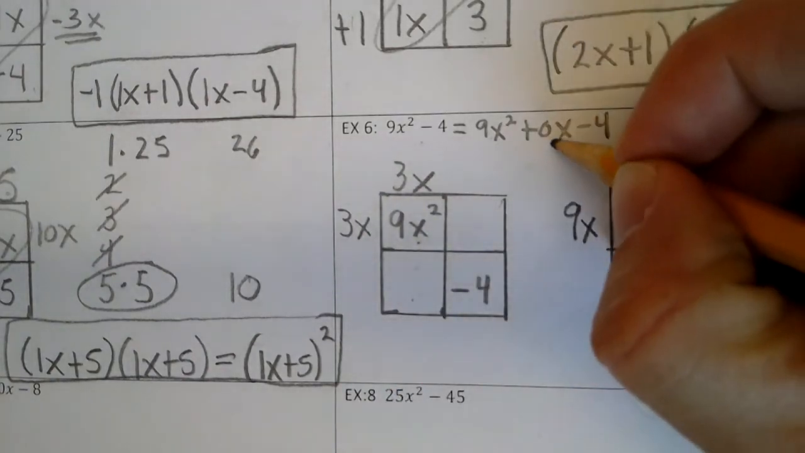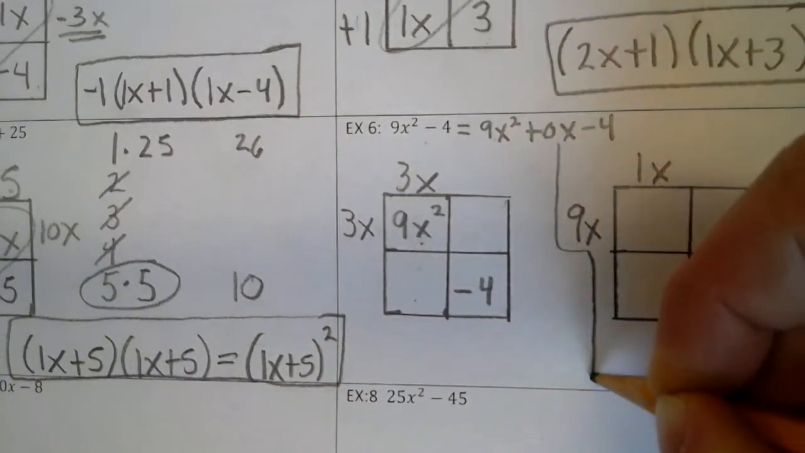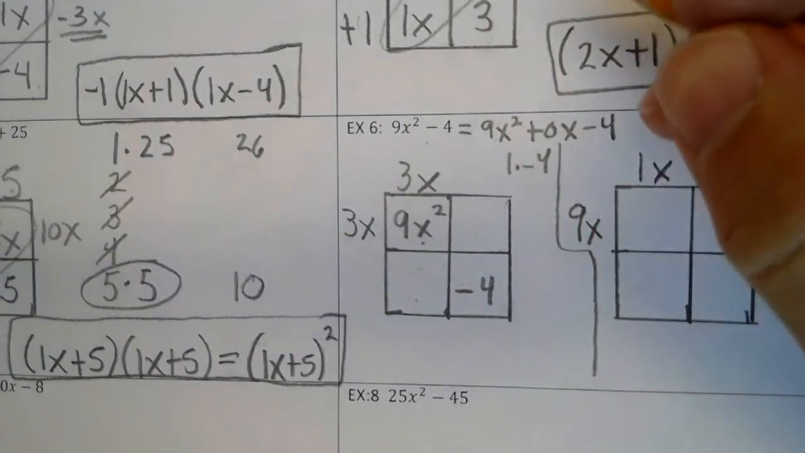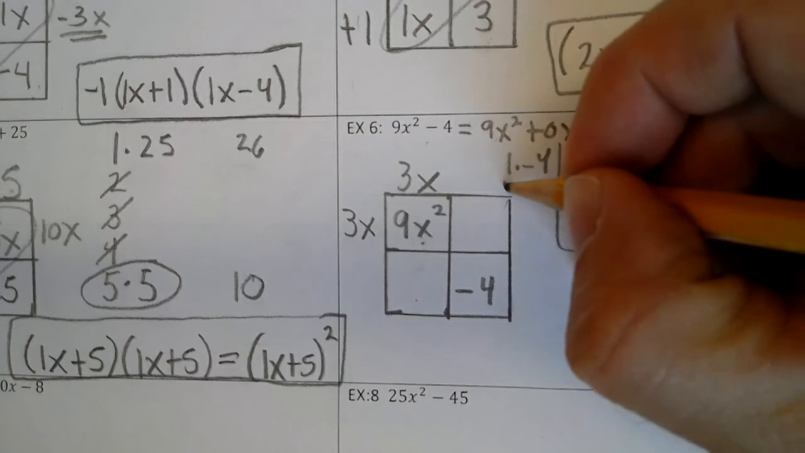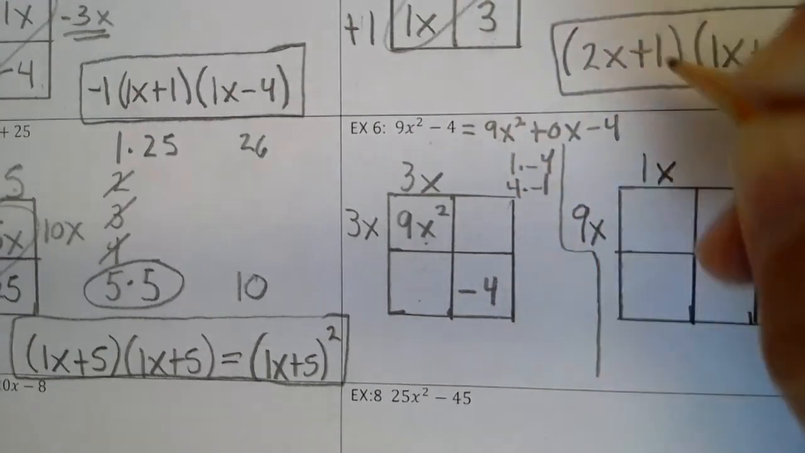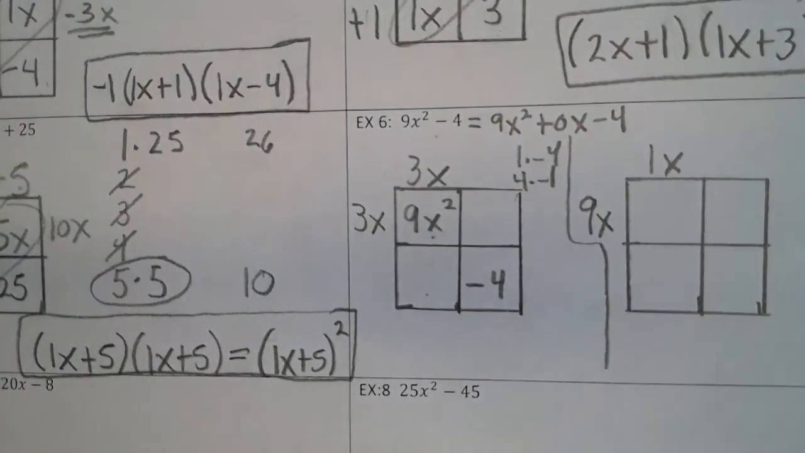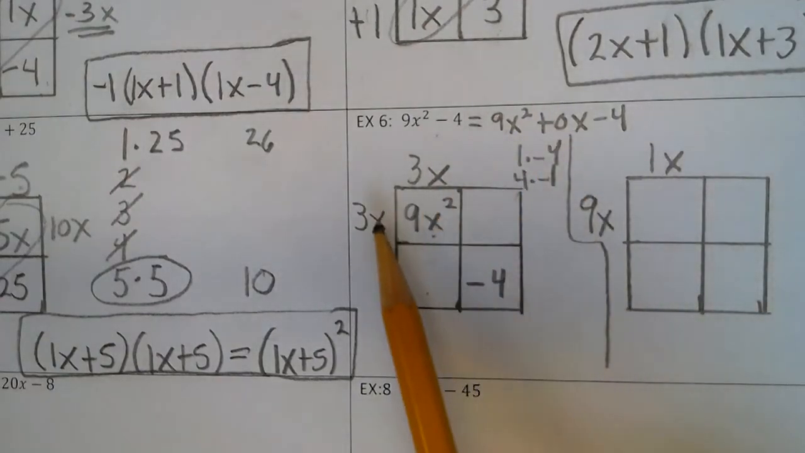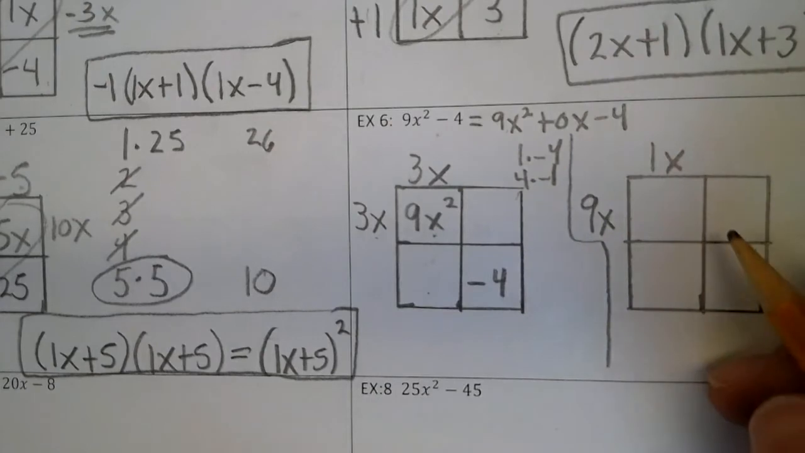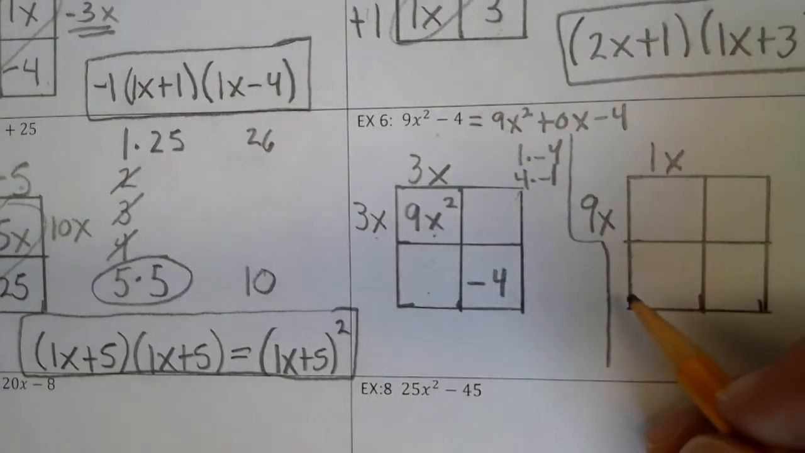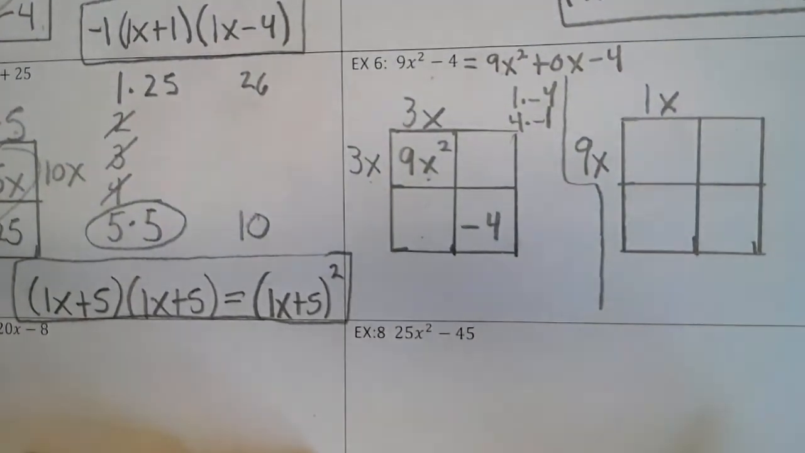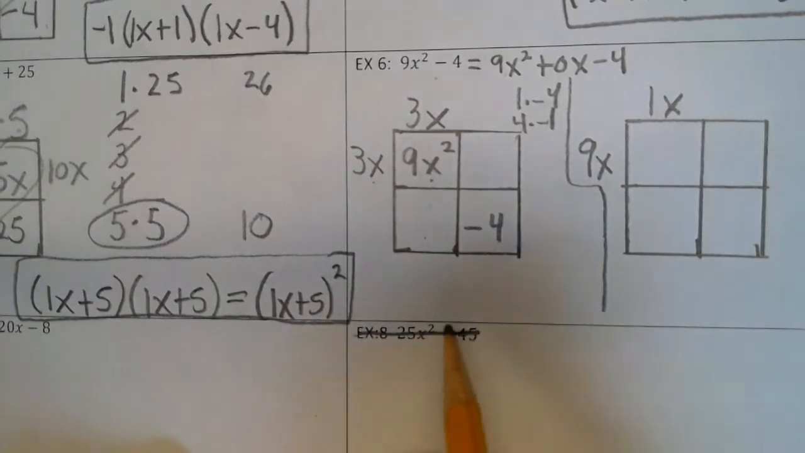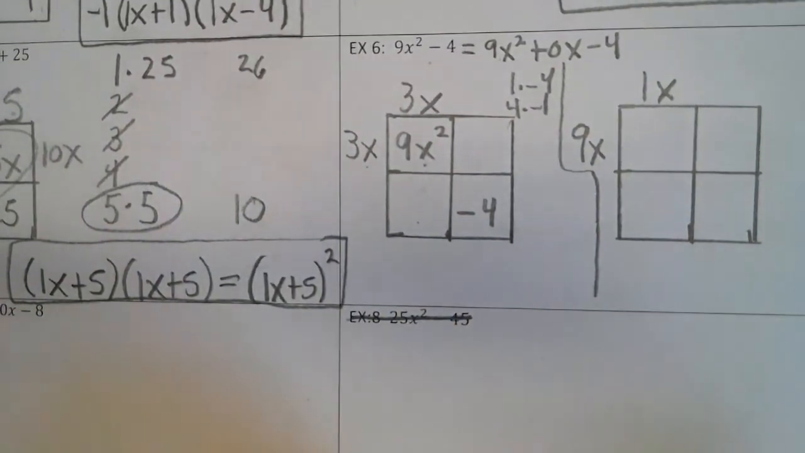So we know 1, -4, and 4, -1. Okay, well, the challenge is you need a 0x. So we have to multiply by 3 and 3. So we have to multiply, you know what? We're going to omit example 8. So I'm going to use space from example 8 to work this.